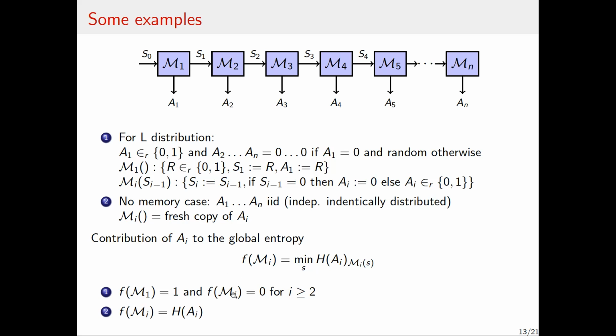But for the further ones, for Mi with i bigger than 2, the f of Mi is equal to 0. Why is that? Because if small s is equal to 0, then the Shannon entropy is equal to 0, so there's no randomness at all. And in the second case, where I have no memory at all, this minimization disappears, and so I just have the Shannon entropy H of A.